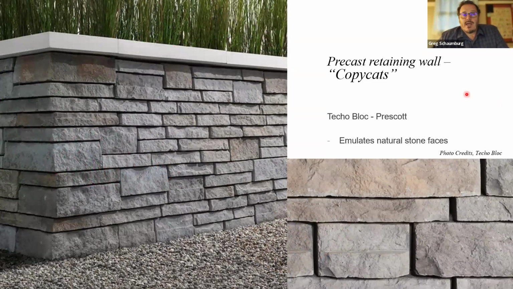So a few more copycat items. This one looks a little bit more manufactured, but it's Teco Block Prescott. When you look at it closely, again, you can kind of see a little bit of a softening to it. But again, they're trying to emulate that natural stone face of a material.